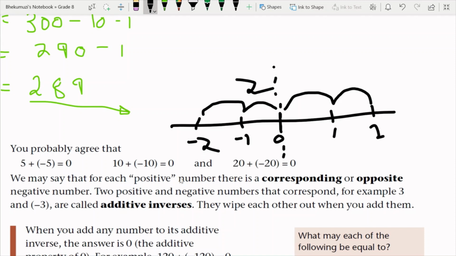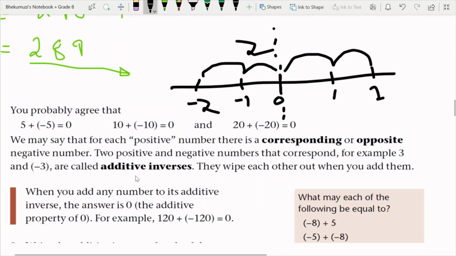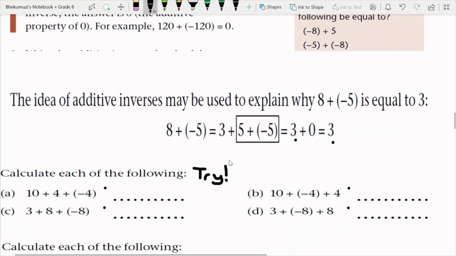And an additive inverse is that number that when we add it together, you can find that it gives us 0, right? When we add them together, it gives us 0. And you'll know that you have additive inverses. Now, what is the importance of additive inverses?